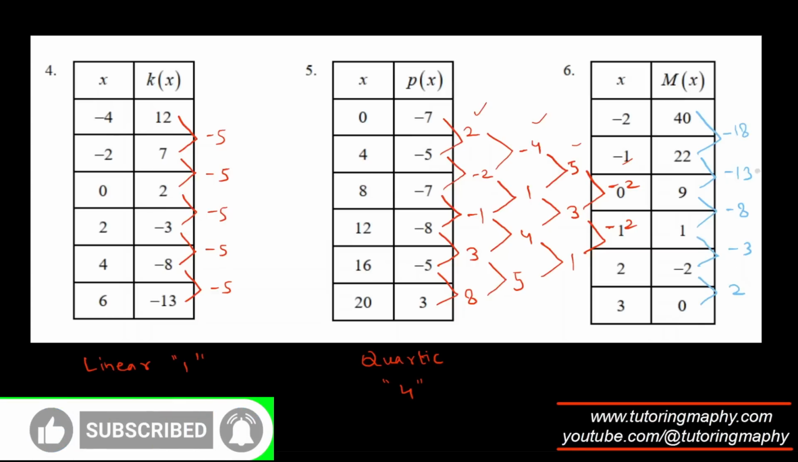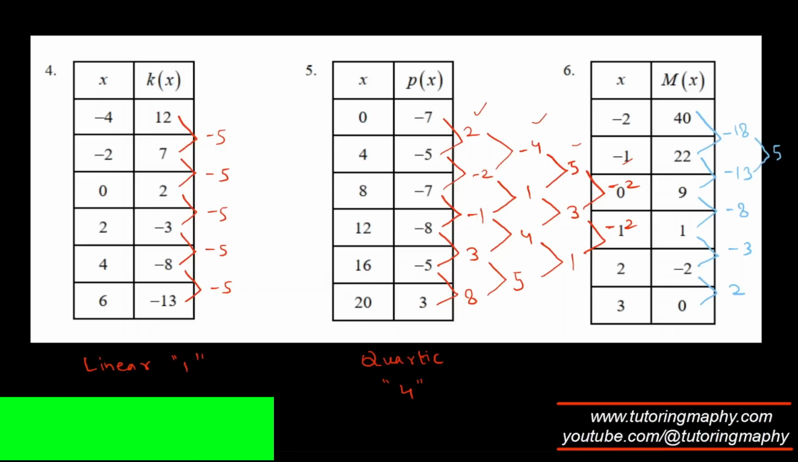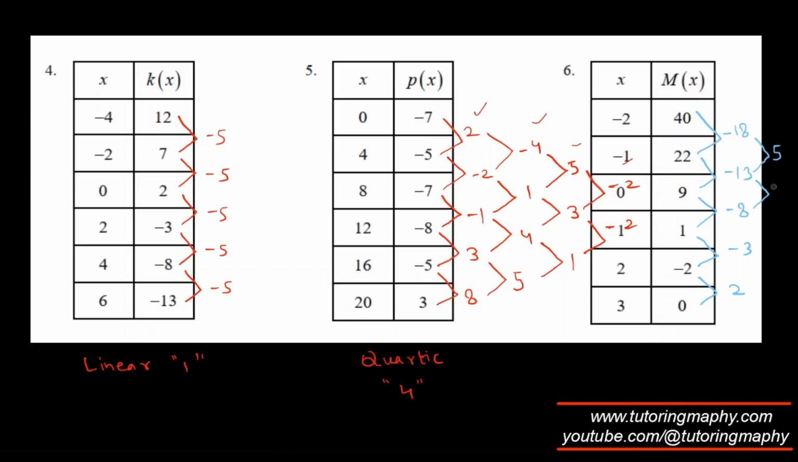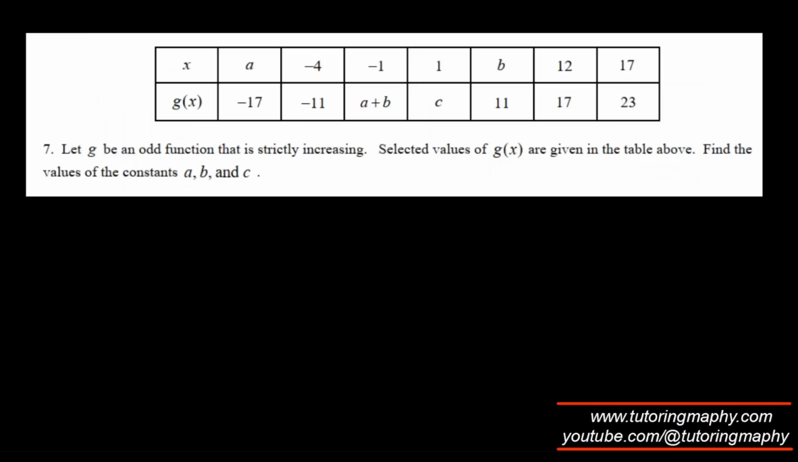Running out of space here. Negative 13 minus minus 18 is 5. Negative 8 minus minus 13 is 5. Oh, great. Negative 3 minus minus 8 is 5. 2 minus minus 3 is 5. Okay, thank God. 1, 2, second difference, right? So this is a quadratic polynomial, which means that the degree is 2. Okay, all right, no more questions like that.